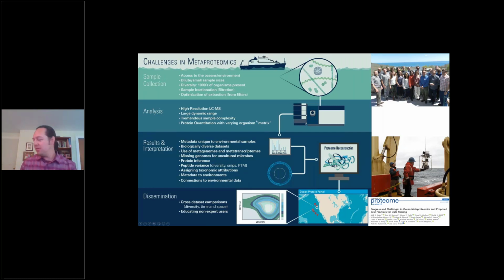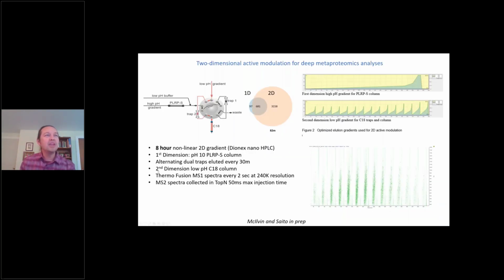One of the techniques we've been working with in recent years is 2D active modulation to get really deep into our proteomes. And this is an 8-hour nonlinear 2D gradient that has dual traps and a high pH, low pH set of columns. And it's effectively like 10 or 15 HPLC runs happening from a single injection, but that allow actually very narrow peak widths, so we can get pretty deep into the proteome that way. And that's been working really well for us to get into our samples. You can see this is a 1D versus 2D comparison, and we get roughly 4 or 5-fold more peptide IDs.